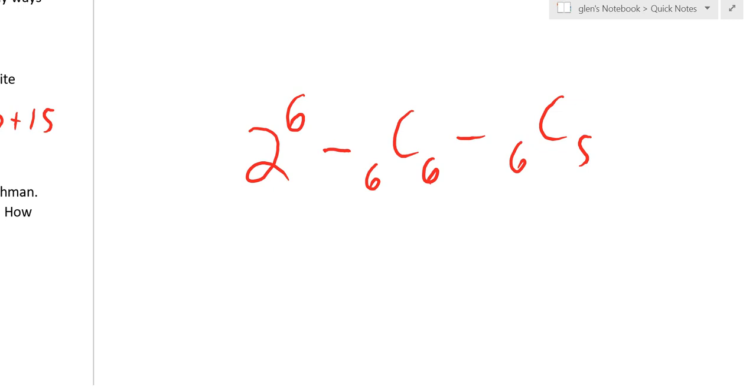2 to the 6th is 64. 6 choose 6 is 1, and 6 choose 5 is 6. So if you do it that way, you get 57 too. Is that okay? Okay.